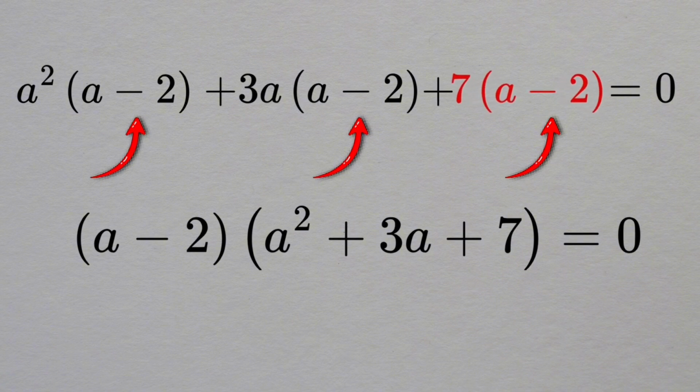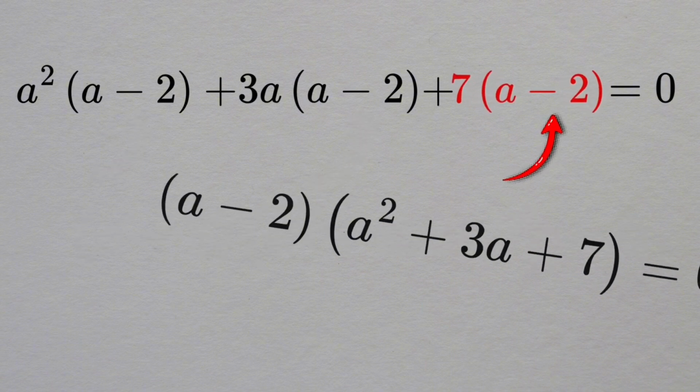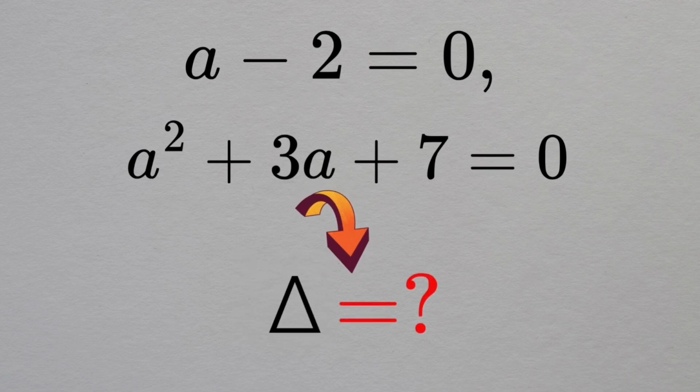Now, examining these two given equations separately, let's try to find the values. Now a minus 2 is equal to 0, and a squared plus 3 times a plus 7 is equal to 0. Now we need to examine the roots of this equation. We see that this quadratic equation is not simply broken down into its roots, so let's try to examine the delta first.